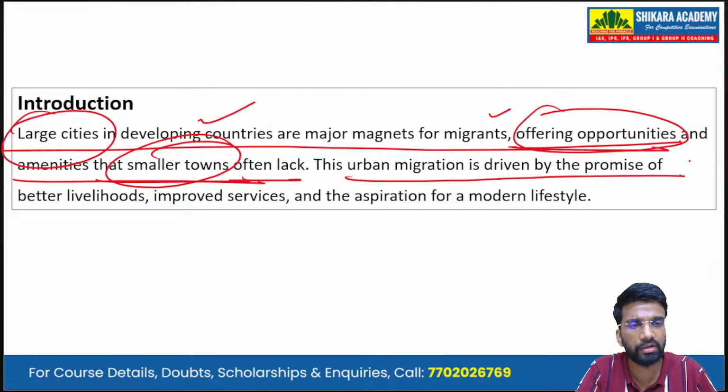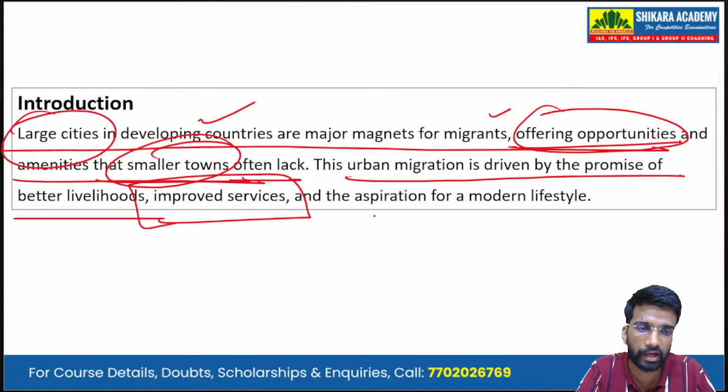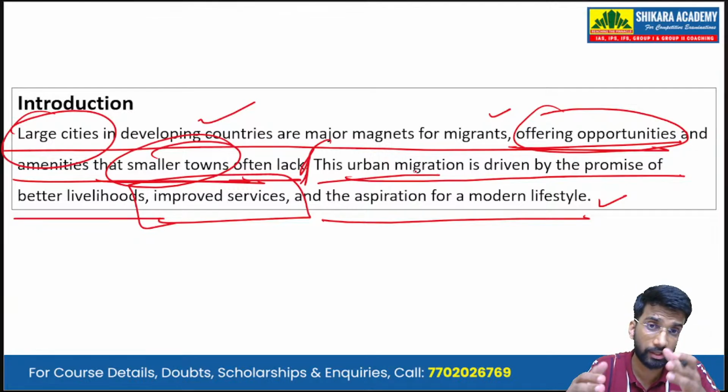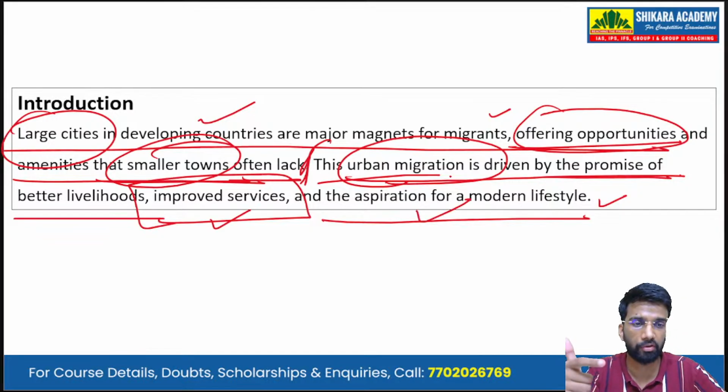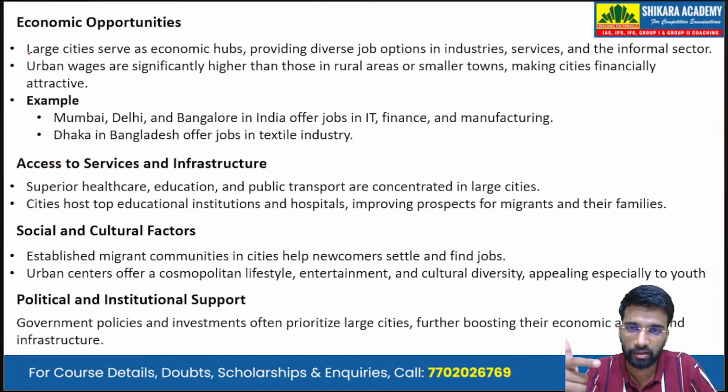This urban migration is driven by the promise of better livelihoods, improved services, and aspiration for a modern lifestyle. So this is our connecting line by which we will connect the introduction and the body. The urban migration is driven by promises of better livelihood, improved services, and aspiration for a modern society. And then we talk about economic opportunities.